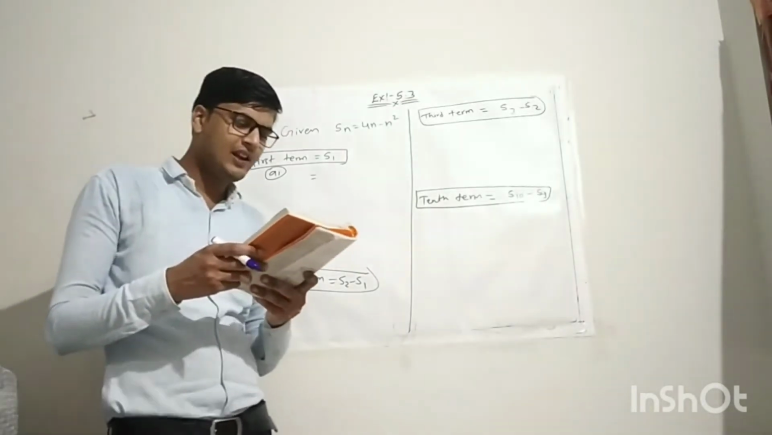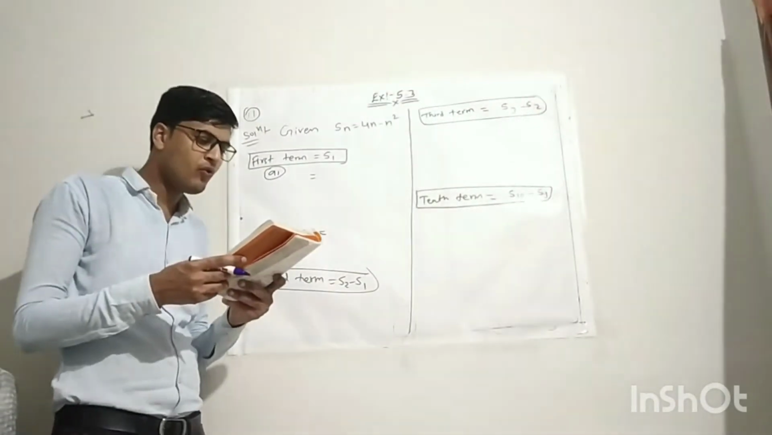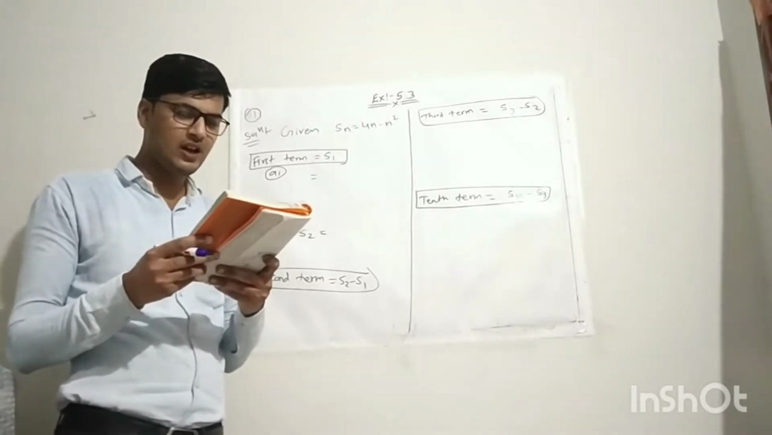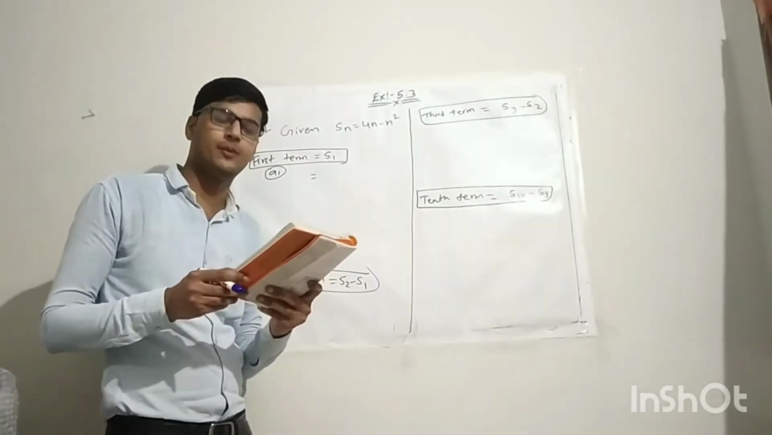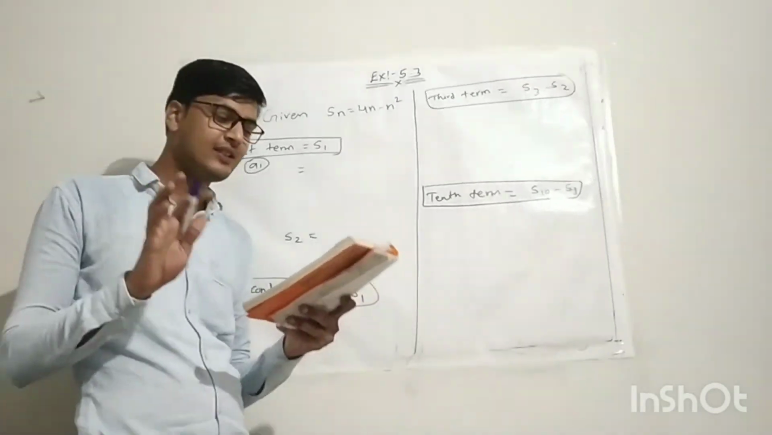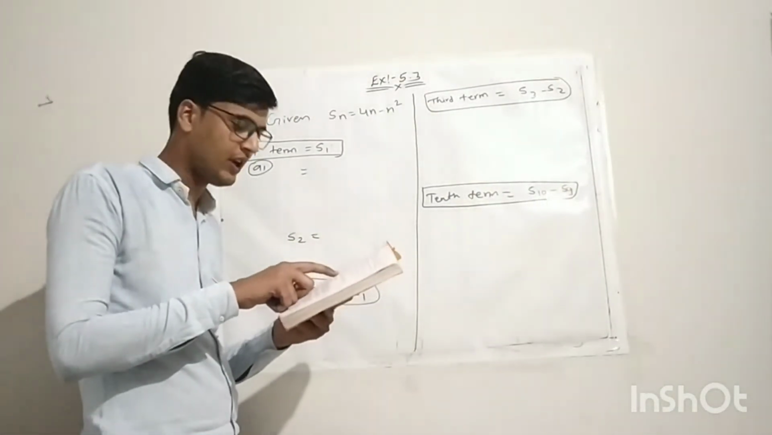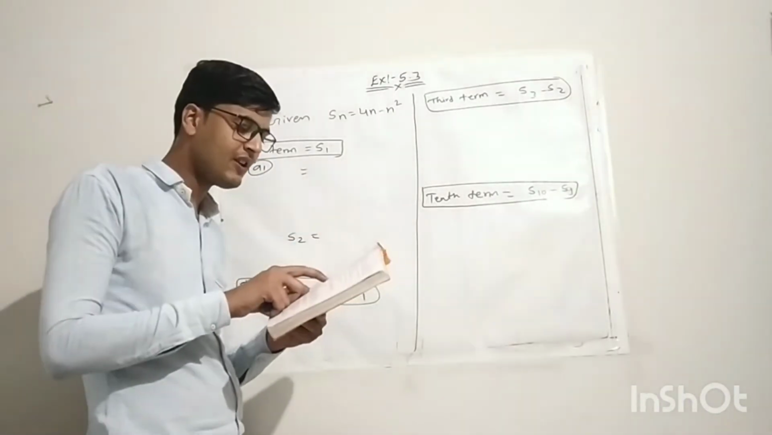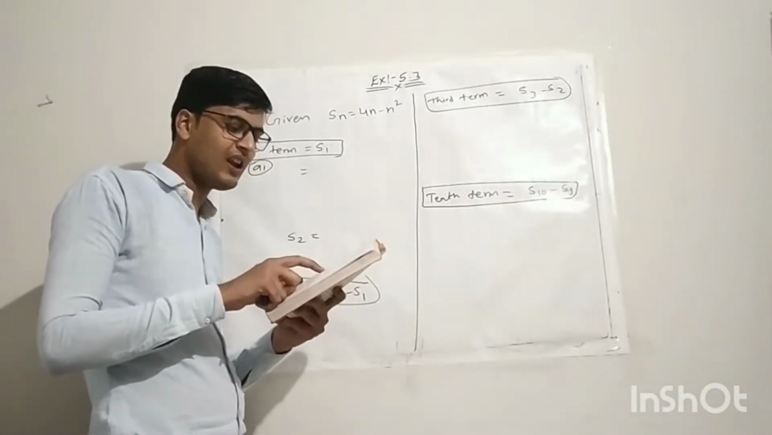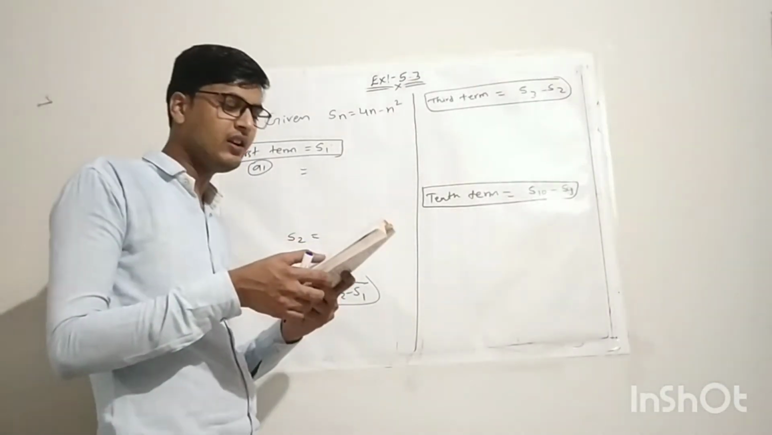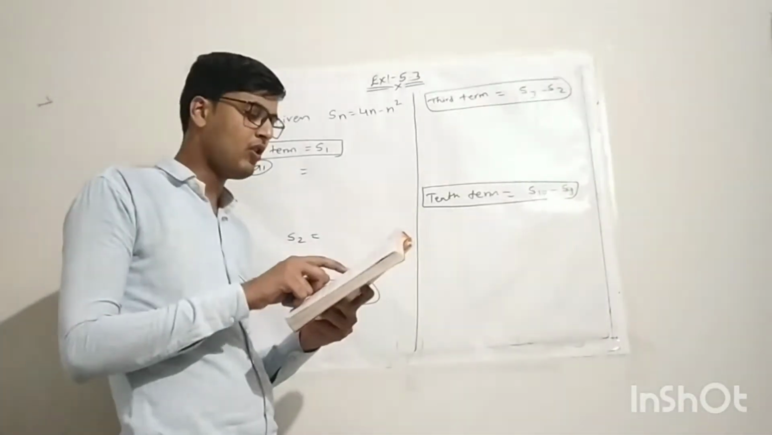Now question number 11 is what? If the sum of first n terms of an AP is 4n minus n square, what is the first term? Okay, first term means that is S1. What is the sum of first two terms? Okay, first two terms का sum find करना है. What is the second term? Second term find करना है A2. Similarly find the third, 10th and nth term of this.